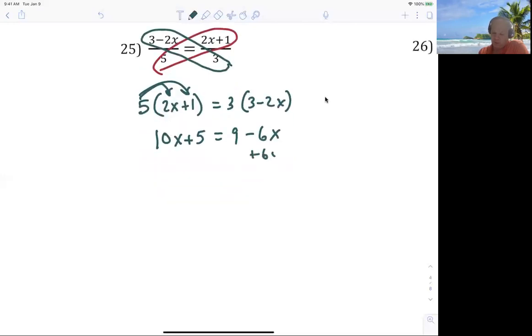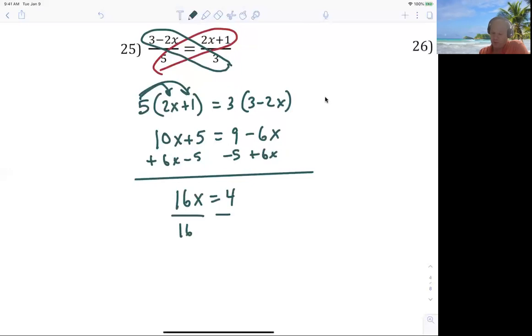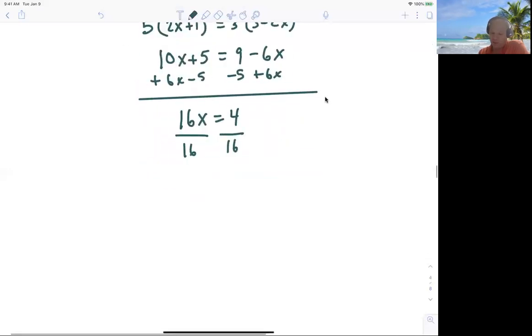Add 6x. Subtract 5. Notice again, I'm trying to move the variables to the left, numbers to the right. 16x equals 4. Divide both sides by 16. And now, remember, 4/16 is not 4, it's the fraction. So we say 1/4. Okay.